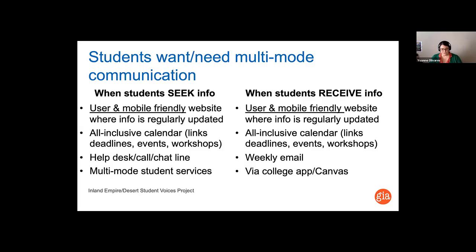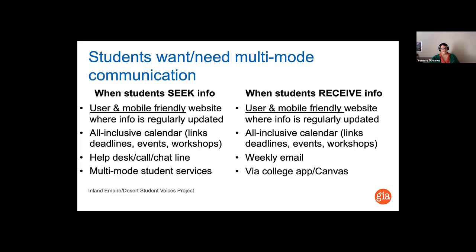And students had a lot of recommendations around how to solve this. First and foremost is that they don't just want, but they absolutely need multimode communication. Now, multimode communication can vary somewhat depending on whether they are reaching out to get information or the college is trying to send them information.